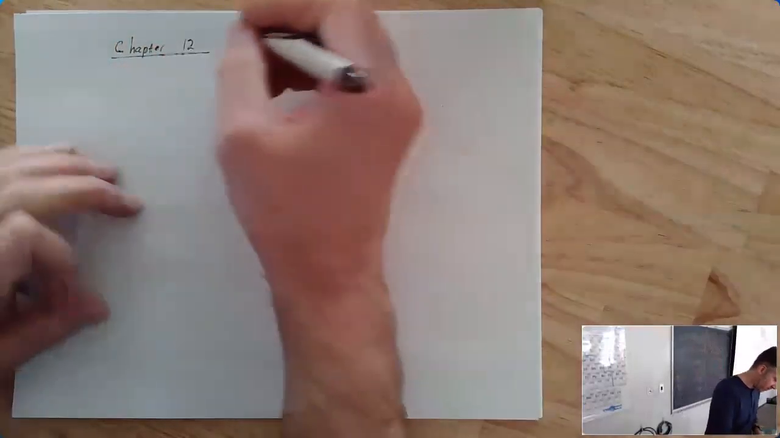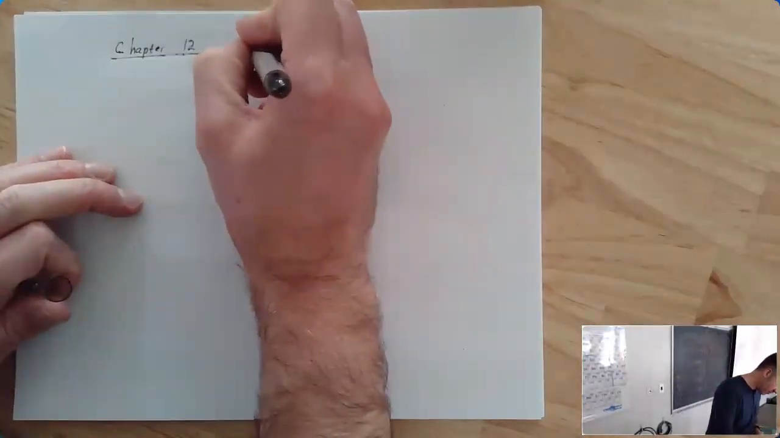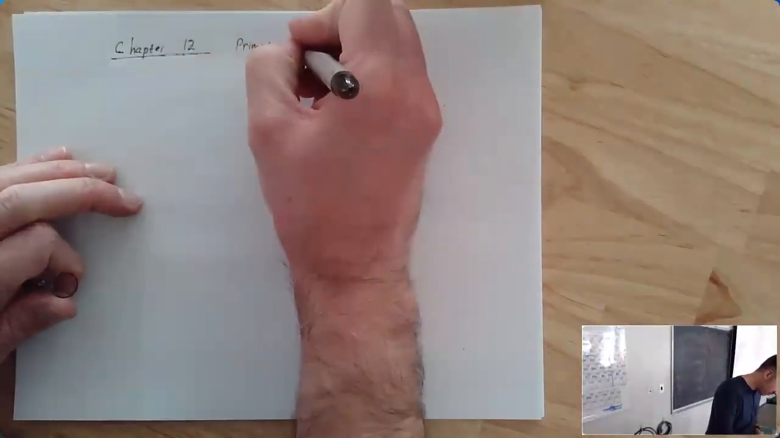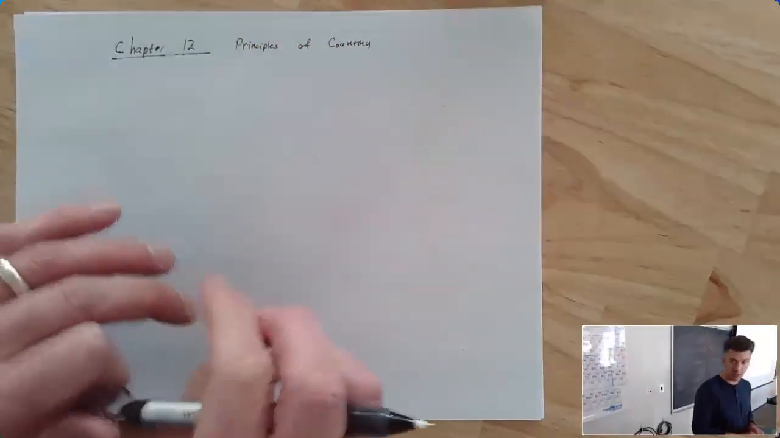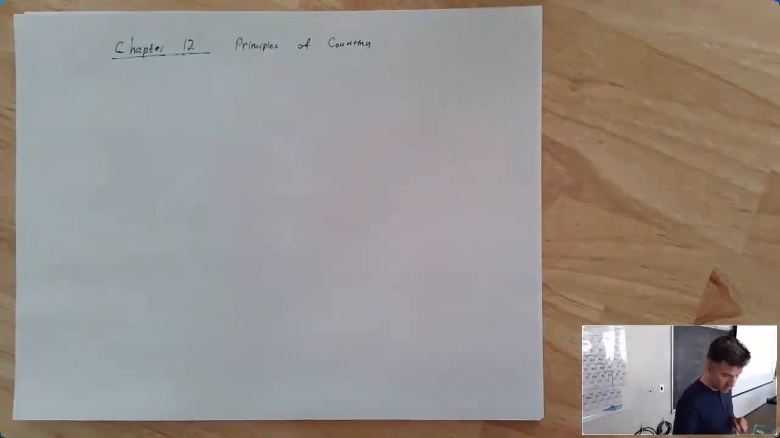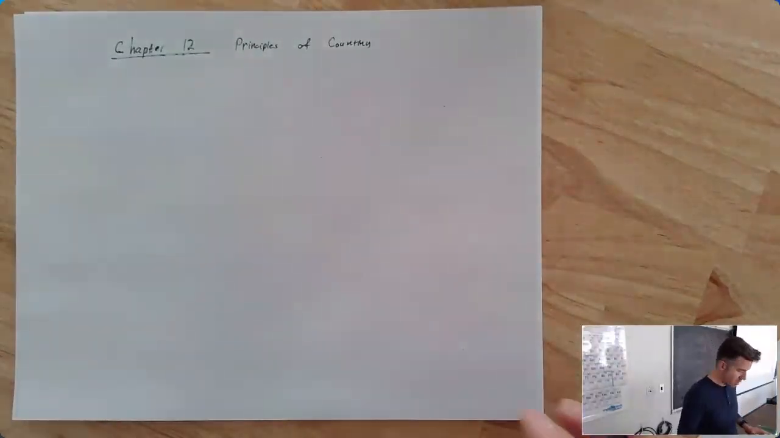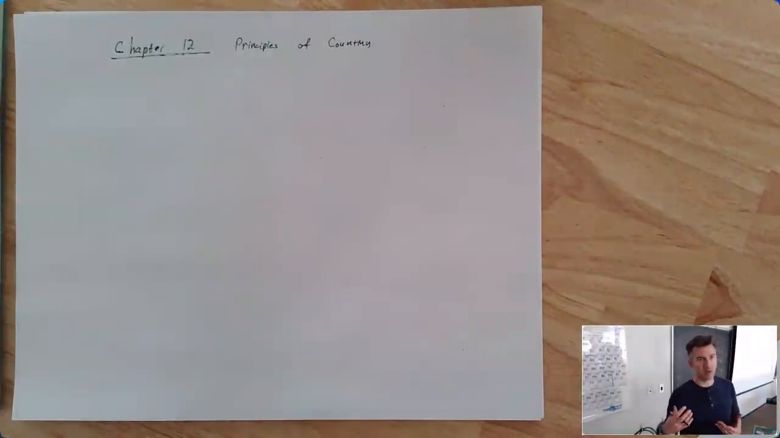So chapter 12, principles of counting. Specifically section 12.1. So we've got a couple different things we're going to talk about. Basically rules for how we count the number of things that there are in a specific setup.